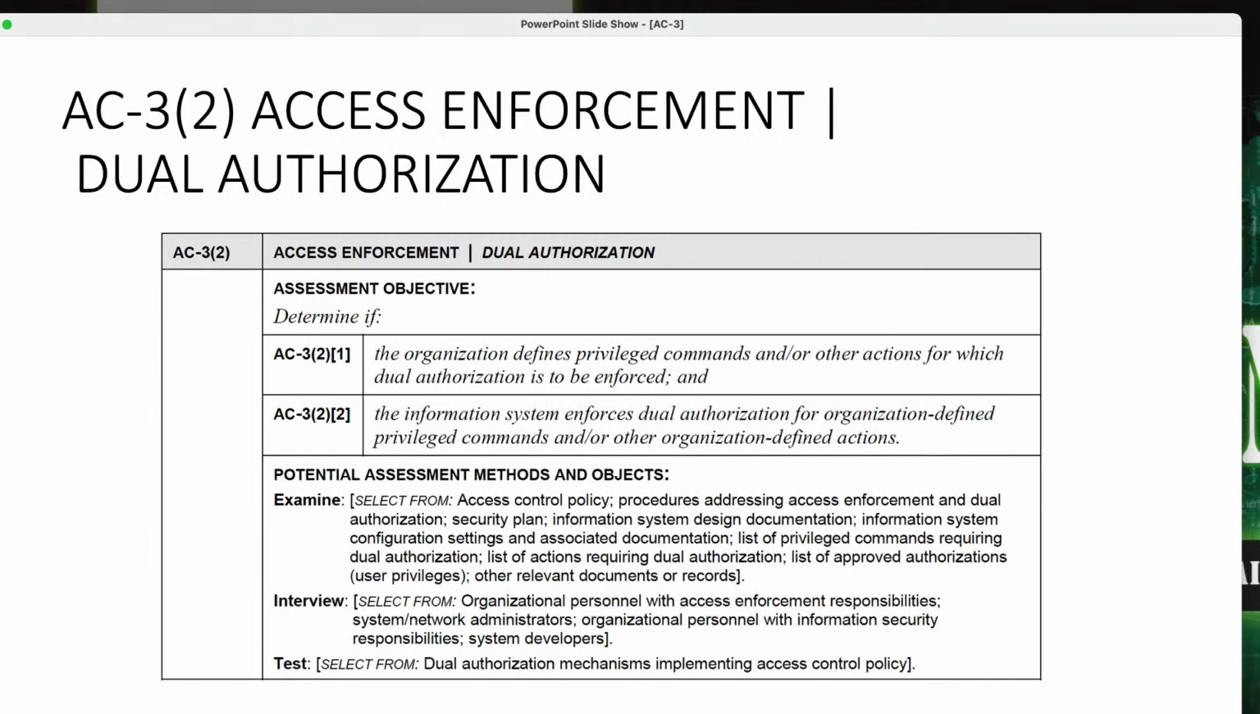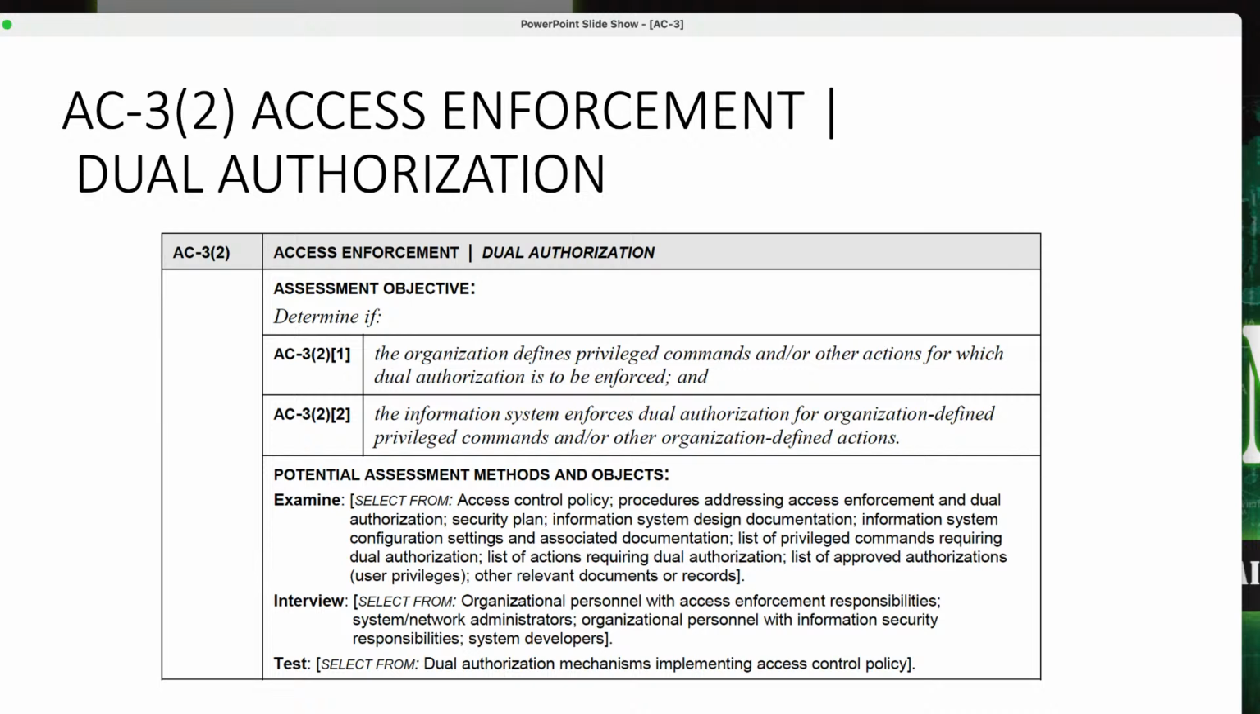So let's look at how we would assess this. Our assessment methods are examine, interview, and test. We have all three. And we can look at the access control policy and procedures addressing access enforcement and dual authorization.